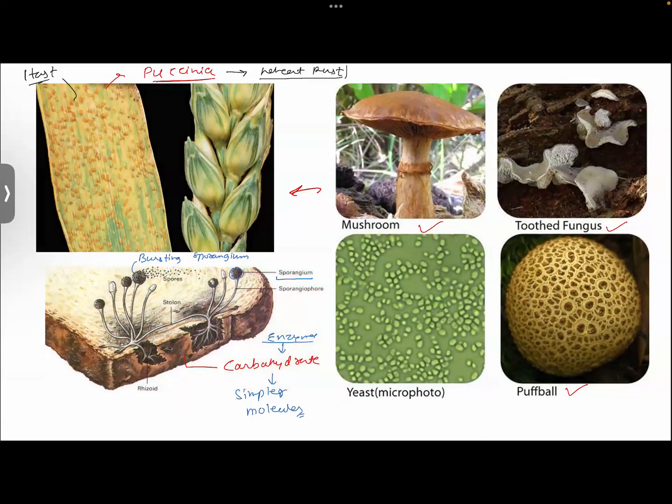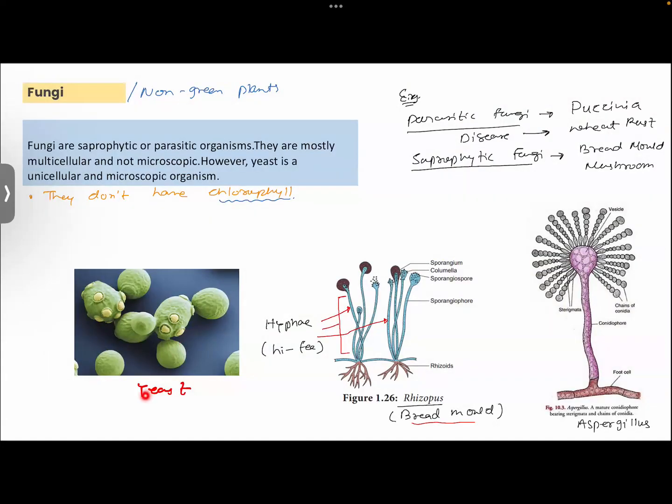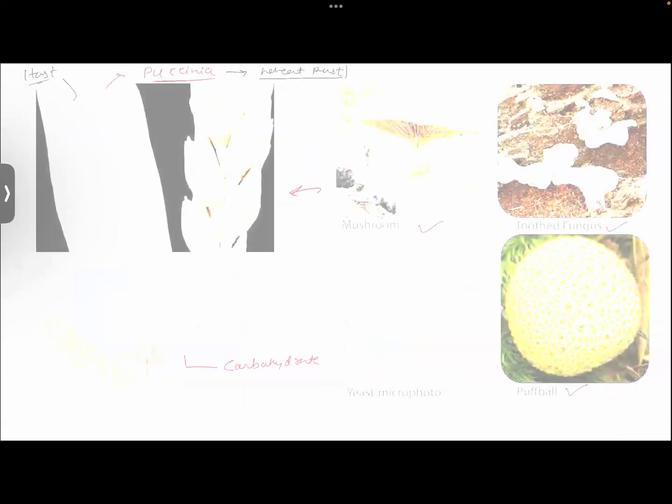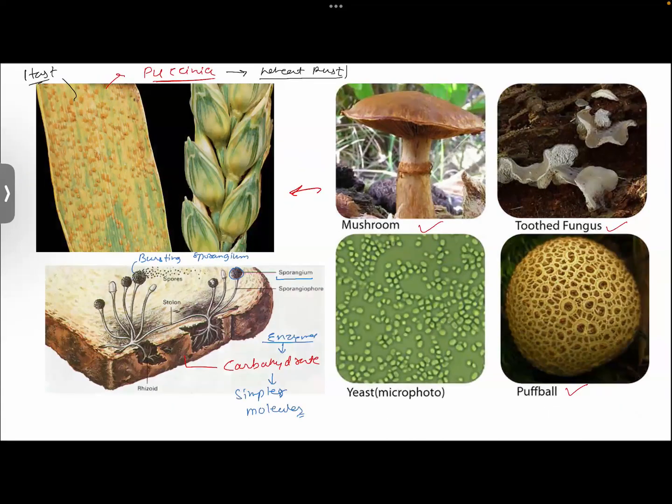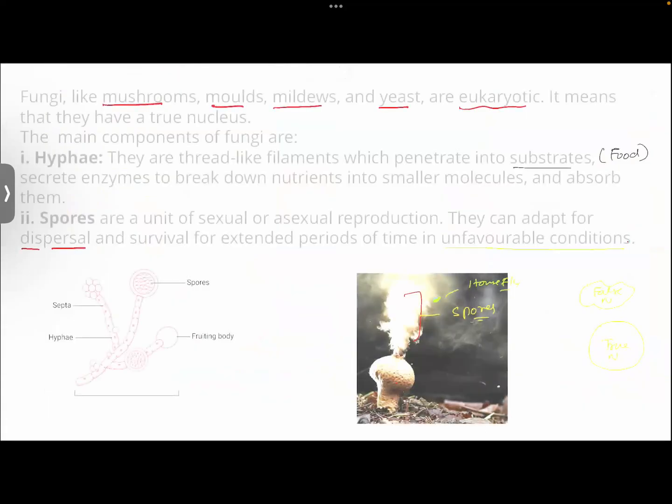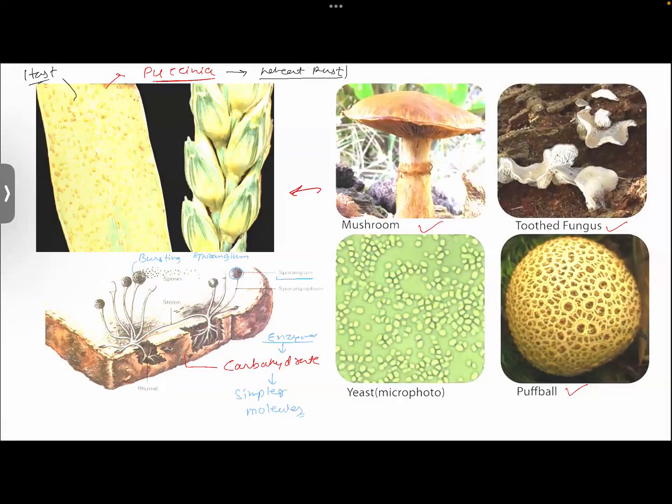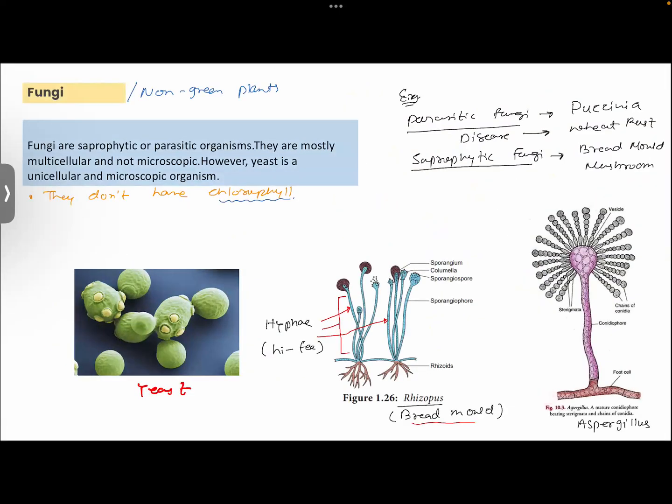Now some of the examples of fungi were as follows. You have yeast, you have rhizopus, aspergillus was there, mushroom is there, right? Apart from that we also had several examples. We had bread mold, also called rhizopus, aspergillus, yeast, etc. We learned that they can be multicellular, and they can be unicellular also, but most of them are multicellular, and they are not microscopic. Most of them are not microscopic, meaning that you can see them with your bare eyes, right?